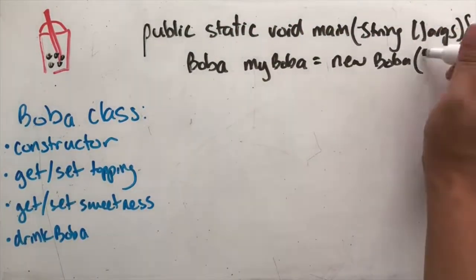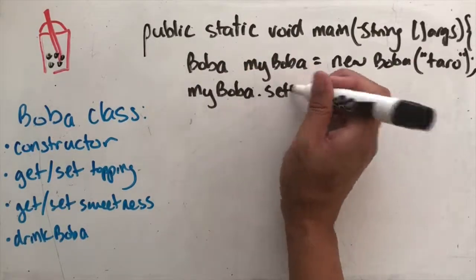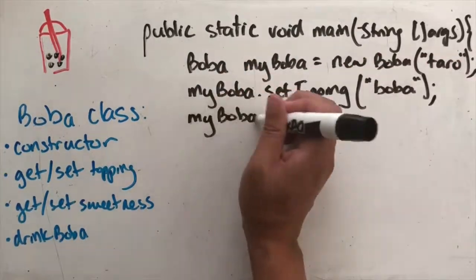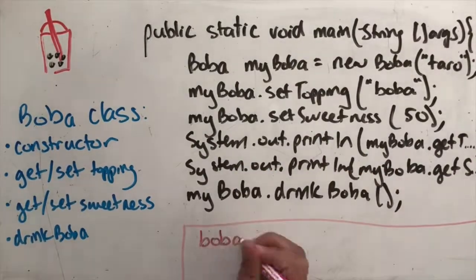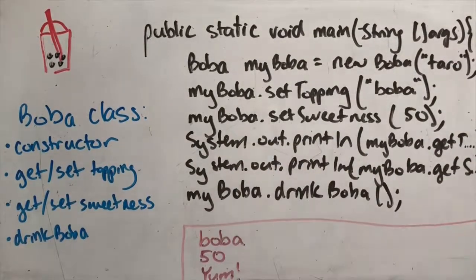So now let's use a main method to create an actual boba object, which we can call myBoba, and we can make it Taro. We can set the toppings to be boba and set the sweetness to be 50. When we print these out and call the drinkBoba method, the console will read boba 50 and yum.